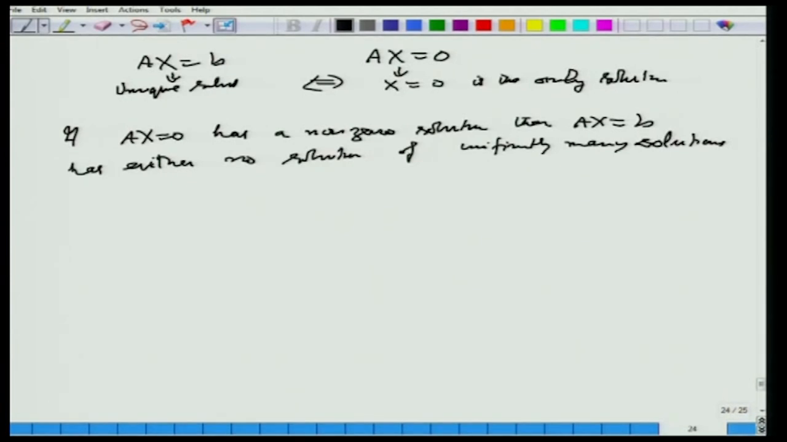In this case, when we have Ax equal to 0, if it has only the trivial solution, then the non-homogeneous system has a unique solution. And when this has a non-trivial solution, then this non-homogeneous one cannot have a solution in general, or if it has a solution, it will have infinitely many solutions.